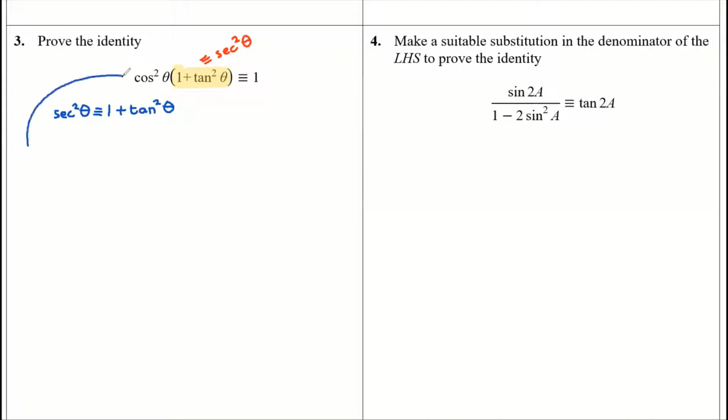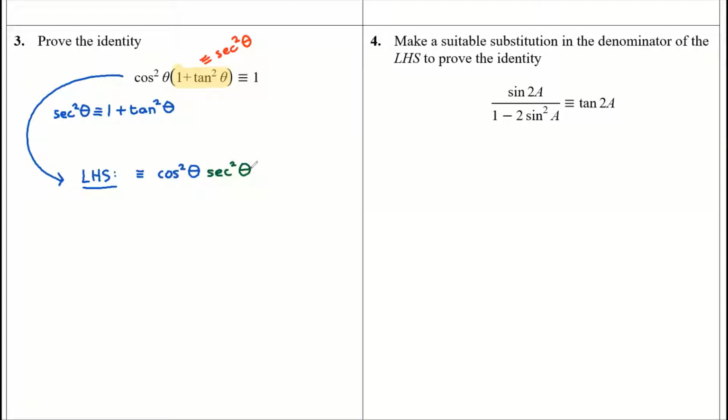So go down here. The left-hand side is identical to cos squared theta multiplied by 1 plus tan squared, which is of course sec squared theta. And another recommendation when you're proving trig identities, although it doesn't always work, is to break all your trig ratios down, if you can, into their basic sine and cosine elements. So think of sine theta and cosine theta as building blocks of your identities.